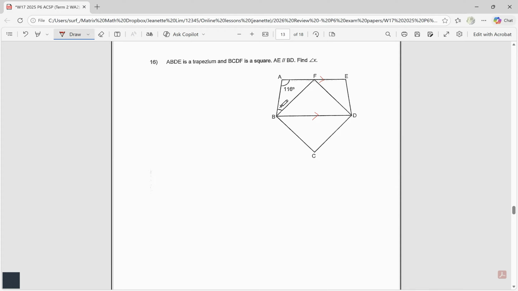Now, let's find angle. Okay, you have a square here. Square, which means that this is 45. Because in a square, the diagonal will cut the right angle into half. So this is 45. So how do you find X? Now, this is your interior angle. So you have a pair of parallel lines. The sum of the angles in between will give you 180.